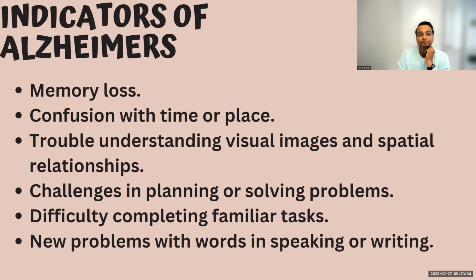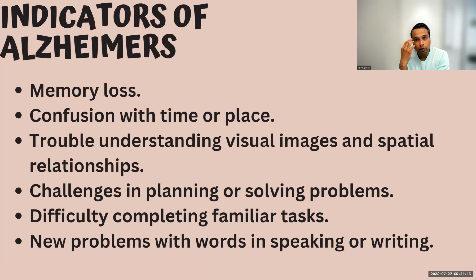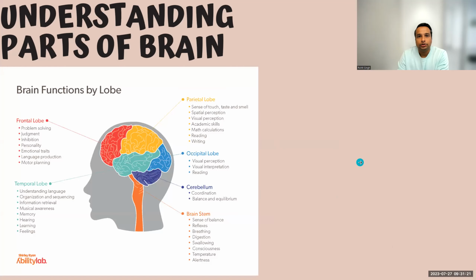That's the problem. Challenges in planning, solving problems, difficulty in completing familiar tasks. Previously, the person was able to do a normal task, but now it is very hard for them to go from point A to point B in completing that task. And then problems with words, speaking. They don't remember new words or can't write. Those are the indicators of Alzheimer's.